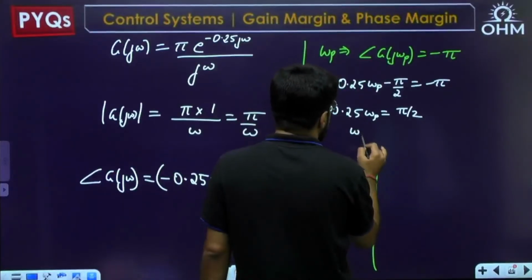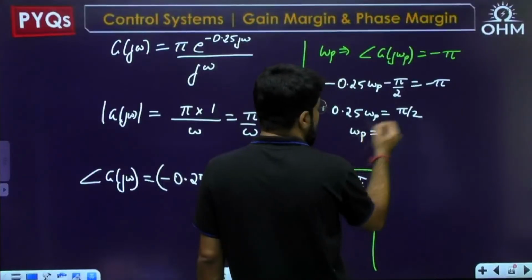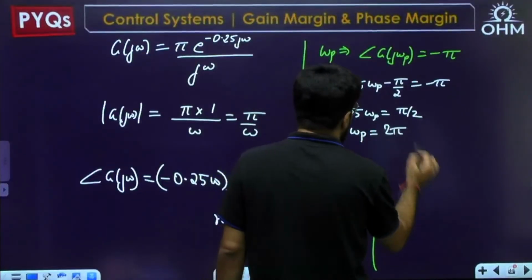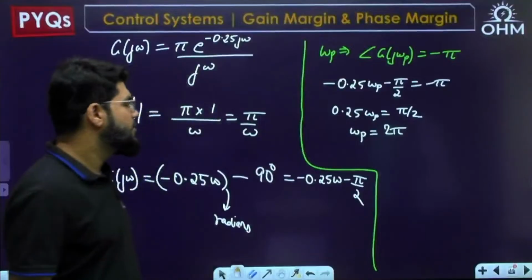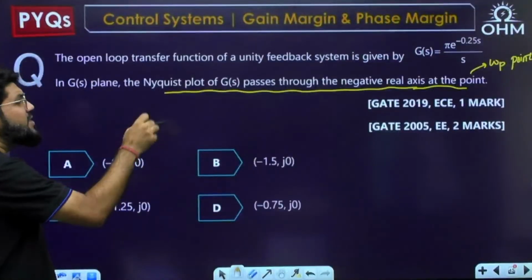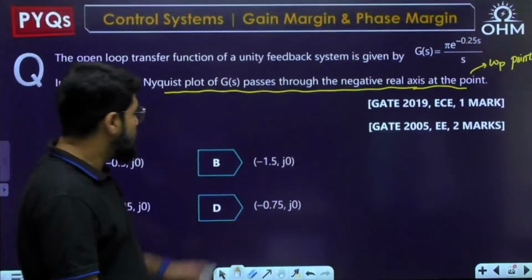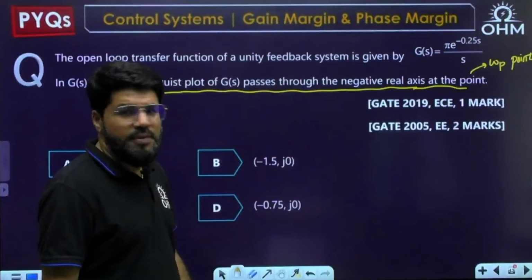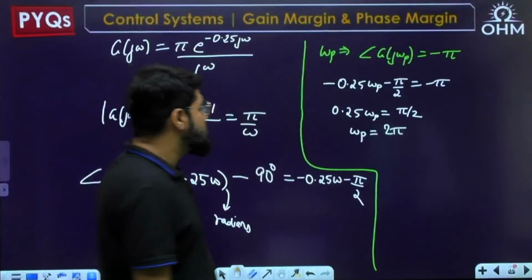So what is going to be omega p? This is like 1 by 4, sending there, it becomes 2 pi. Omega p is 2 pi. But the Nyquist plot passes through the negative real axis at which point? What is the magnitude at omega p? The omega p frequency is known, 2 pi.